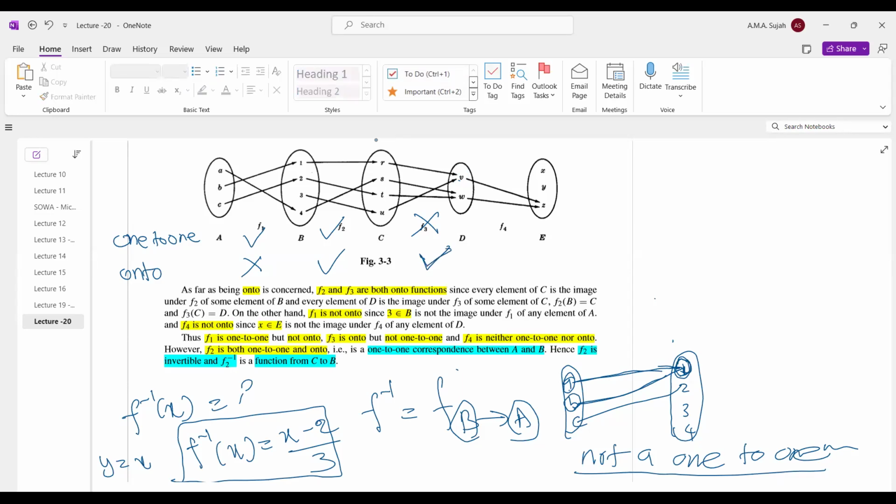What do you think about F4? Is it one-to-one or not? F4 is not one-to-one. Why? I already told you, two different elements in the domain should not have the same codomain image. Because of that, this is not one-to-one. Similarly, this is not onto as well, because X and Y are two elements that don't have any relation with the domain elements. Because of that, this is neither onto nor one-to-one, right?